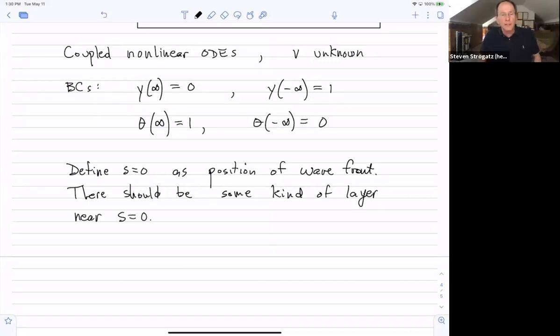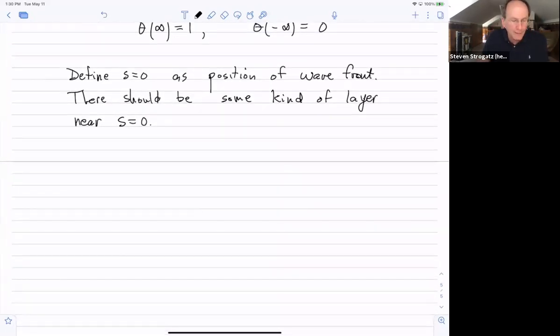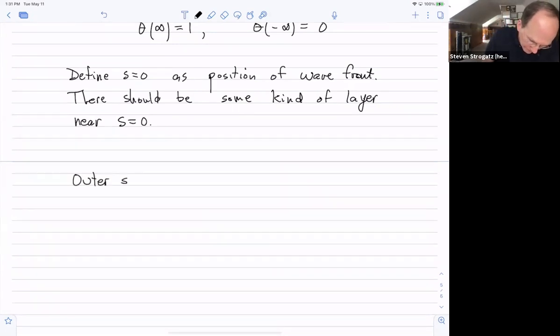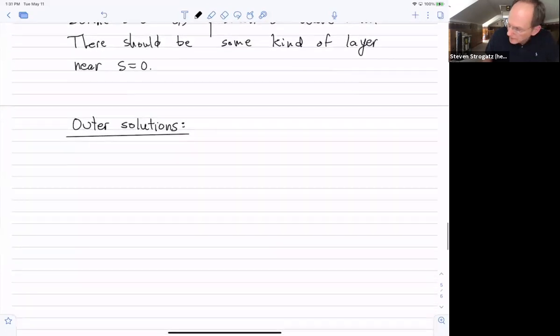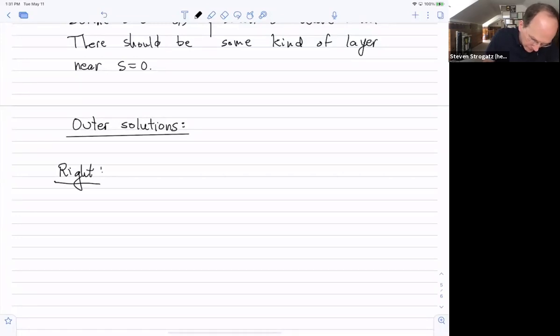So let's go into the usual layer way of thinking, where we'll look for outer solutions on both the left and right side of this layer. And then we will try to patch information together across the layer. And we'll have to work out an inner solution to do that. All right, so let's first look at the outer solutions. Those tend to be easier. And there are two of them. There's one on the right and one on the left. So let's start with the right side. Okay, so that's where S is greater than zero.